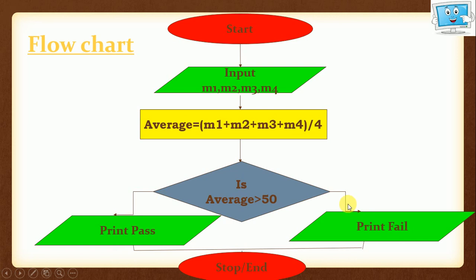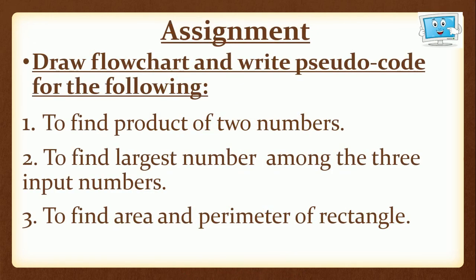Okay. Now based on these questions which we have discussed today, revise the concepts, and you have the assignment based on these. Draw the flowchart and write the pseudocode for the following. The first question is to find the product of 2 numbers. It is very easy as you have done in the sum of the numbers. Same way you have to do the product of the numbers. Here you have to take 2 numbers. Second question is to find the largest number among the 3 input numbers. And the third question is to find the area and perimeter of a rectangle. Try to write the pseudocode and draw the flowchart.